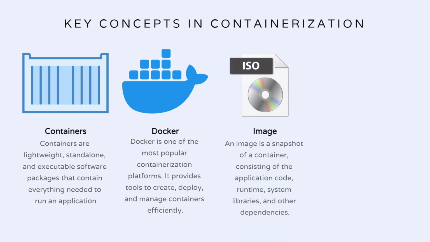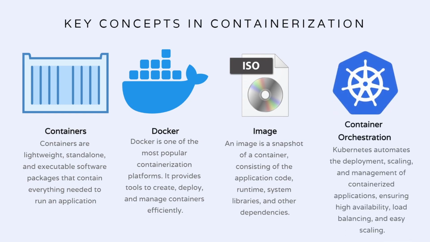The third one is image. An image is a snapshot of a container consisting of the application code, runtime, system libraries, and its other dependencies. Images are used as the basis of creating containers and can be versioned and shared across different systems.